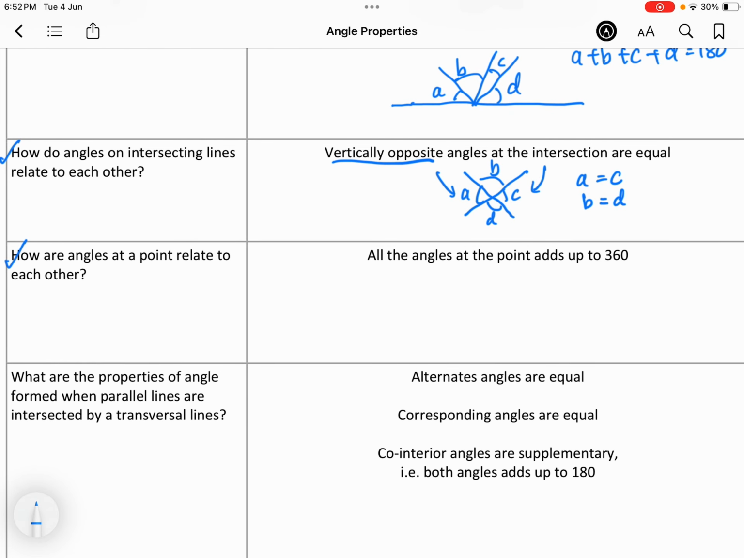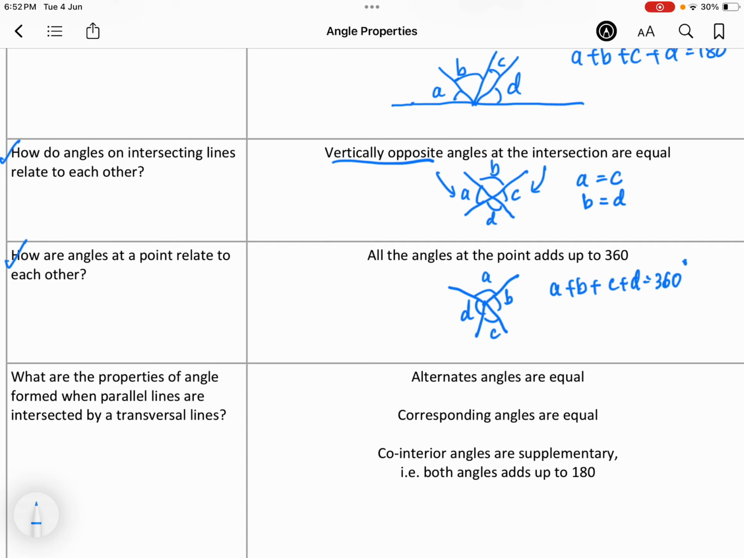How about angles at a point? How do they relate to each other? So you have a point, and let's say you have a few angles there, divided into a few angles, so all of these angles add up to 360 degrees as well.